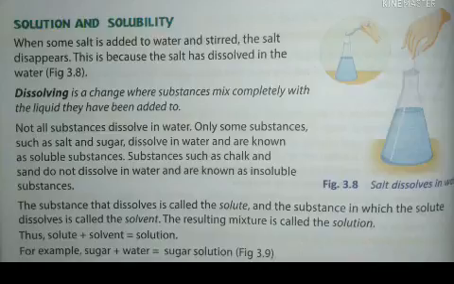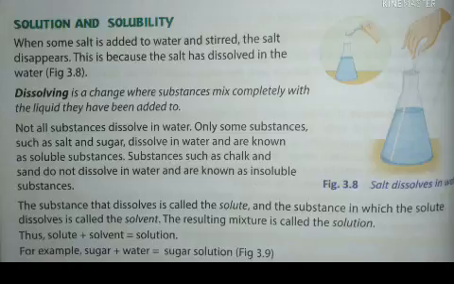Next is solution and solubility. When some salt is added to water and stirred, the salt dissolves and it disappears. This is the salt which has dissolved, and dissolving is a change where the substances mix completely in the liquid they have been added to. Not all substances can dissolve in water, however. Only some substances such as salt and sugar dissolve in water and are known as soluble substances. Substances such as chalk and sand do not dissolve in water and are known as insoluble substances.